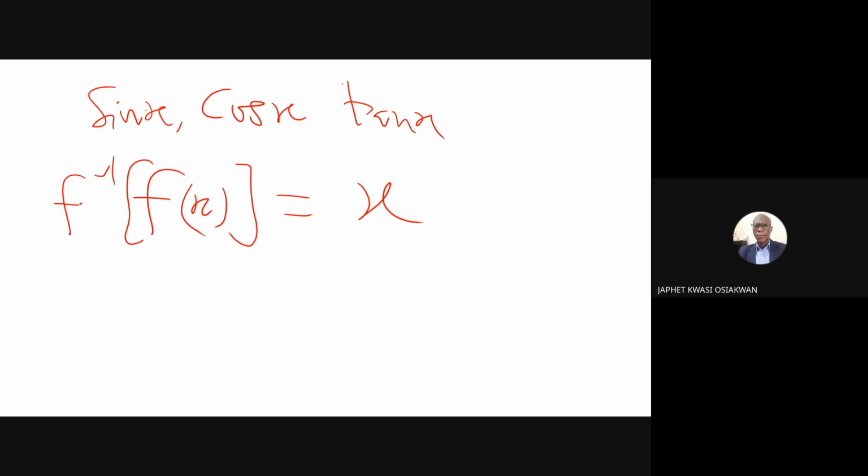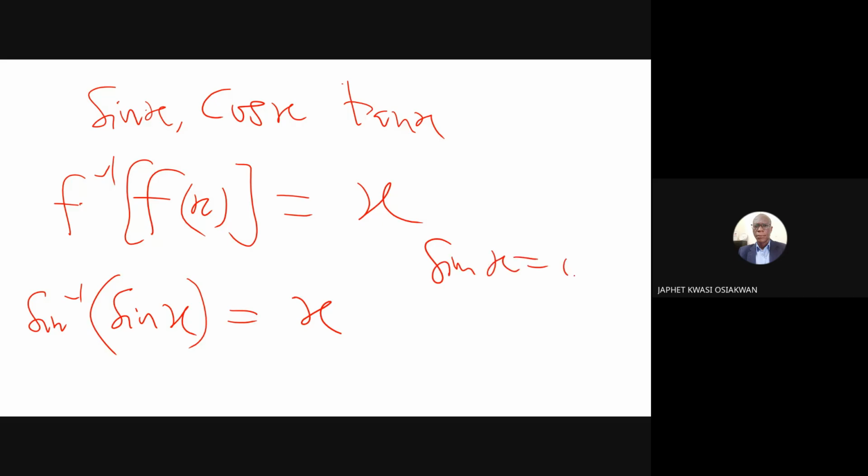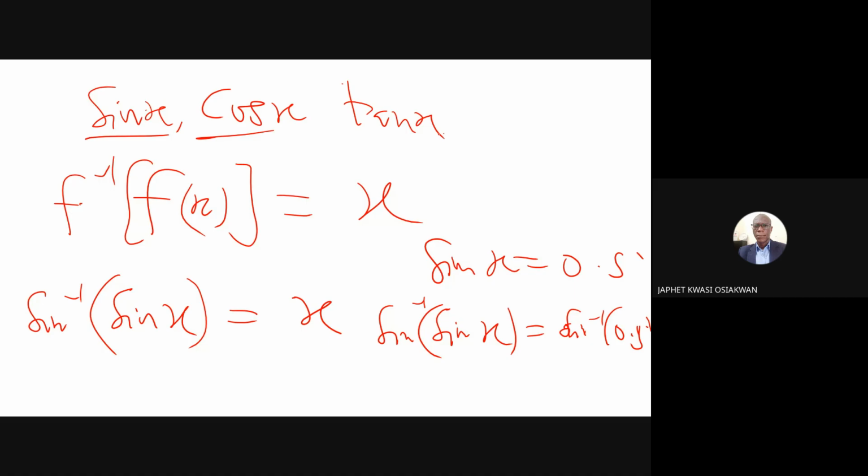So anytime you have sine x, it is a function. If you want to get the x out, multiply by the inverse, sine inverse. That is the only thing that can give out the x. So when they give sine x equals 0.5 and ask you to find x, the only way you can get the x out is to multiply both sides of the equation by sine inverse, so that you get the sine out. Then you do the same thing here, sine inverse of 0.5.